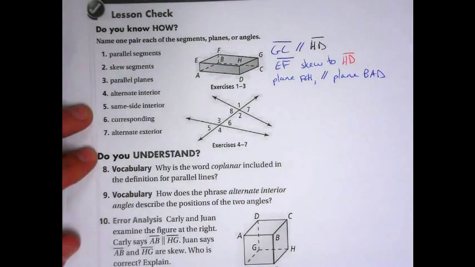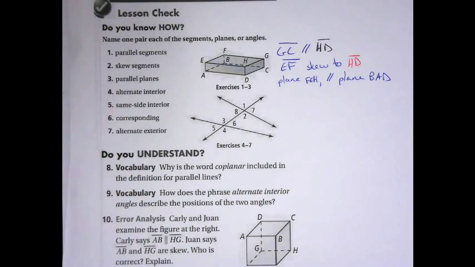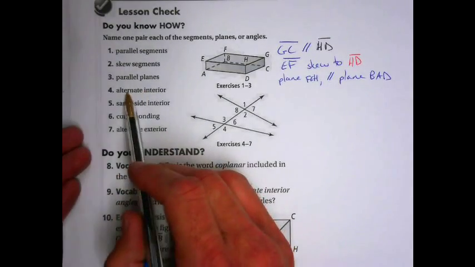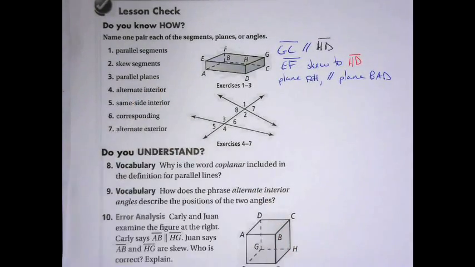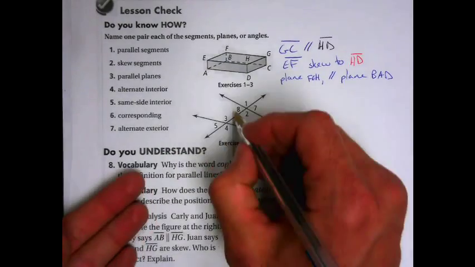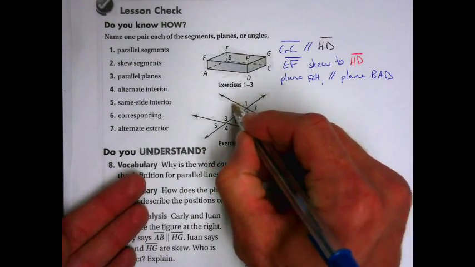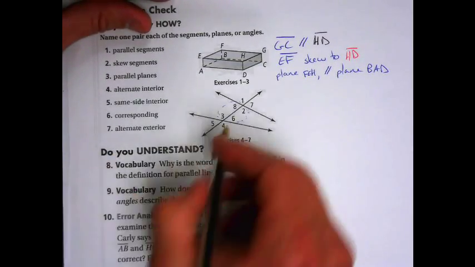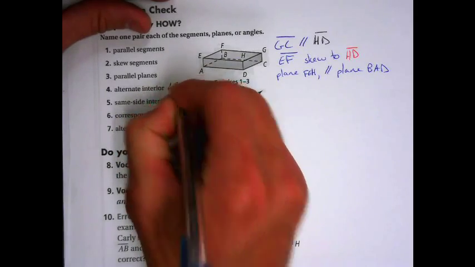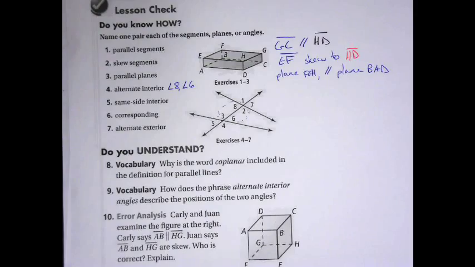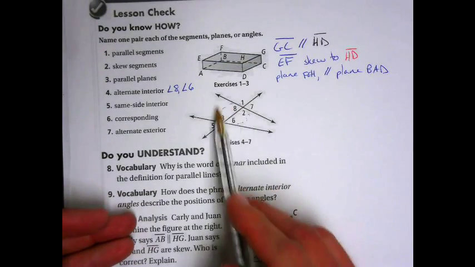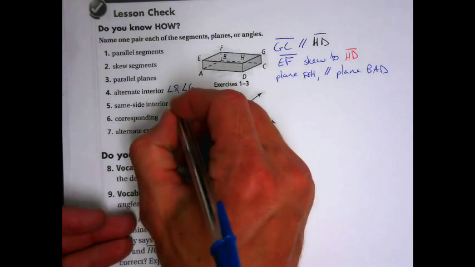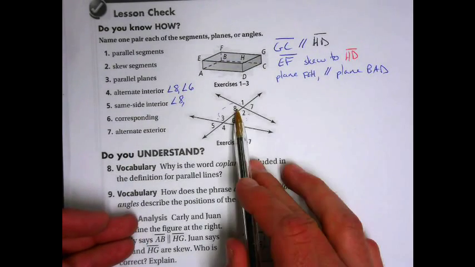Number 4 through 7. Any pair of alternate interior, alternate on the other side of the inside. Okay, so where is the interior? The interior is in here. So alternate interior would be the other side of the inside. If I look at angle 8, it would be alternate interior to angle 6. The other side of the inside. The next question, same side interior. Here's my interior. Let's look at angle 8 again. So here's angle 8, same side interior, angle 3.